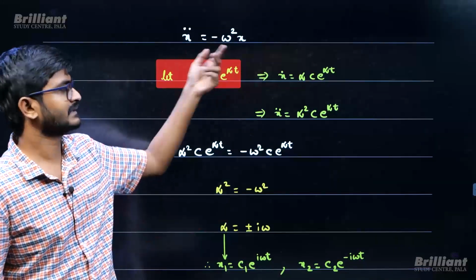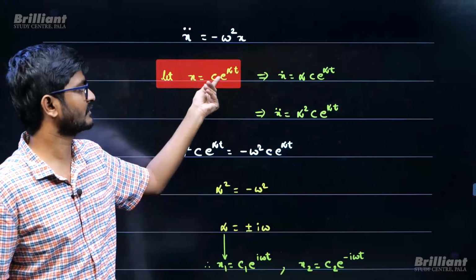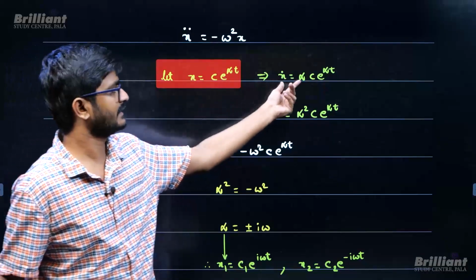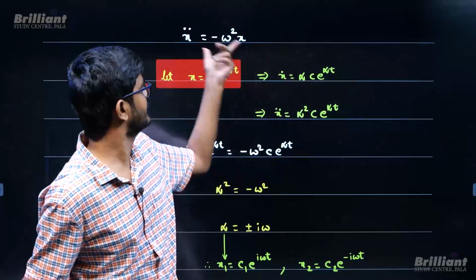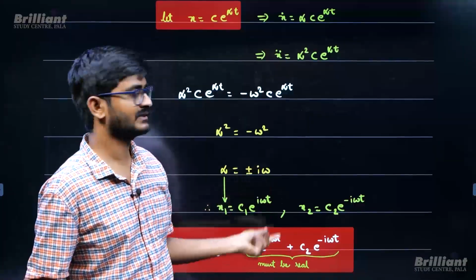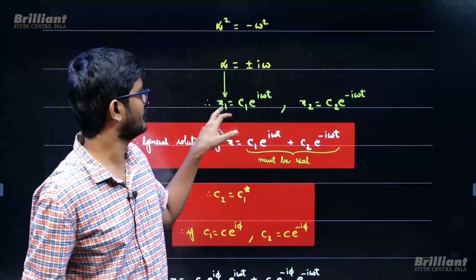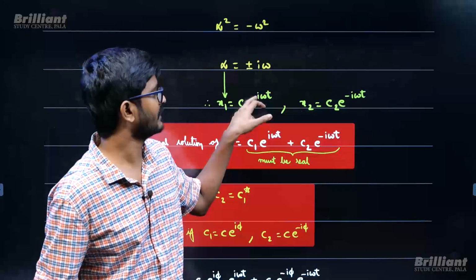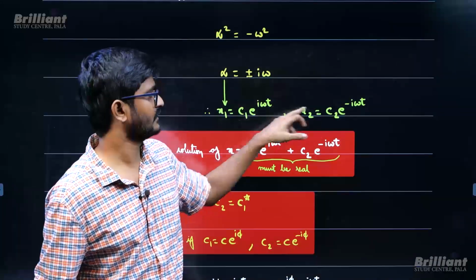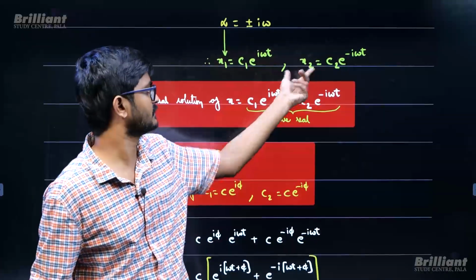Now the same question I am doing in a slightly different way. I am just guessing the solution will be of the form c into e power alpha t. If x is c into e power alpha t, then x dash will be this much, x double dash will be this much. I will substitute it here and cancel the remaining terms. I will get alpha is plus or minus i omega. So alpha is plus i omega is one root, alpha is minus i omega is another root. So x1 will be c1 into e power i omega t, and c2 into e power minus i omega t. The general solution will be the summation of these two.